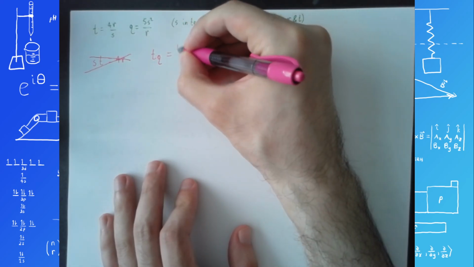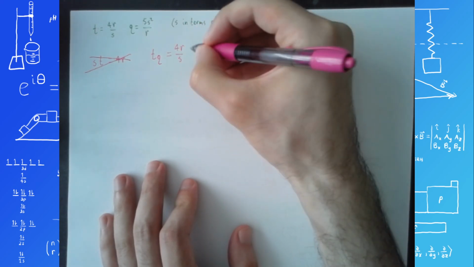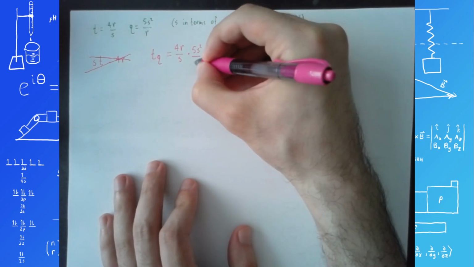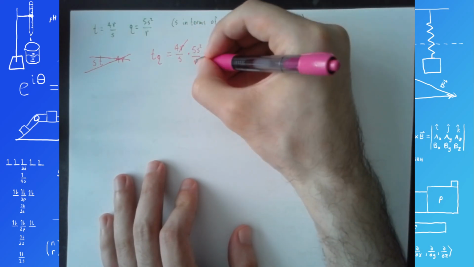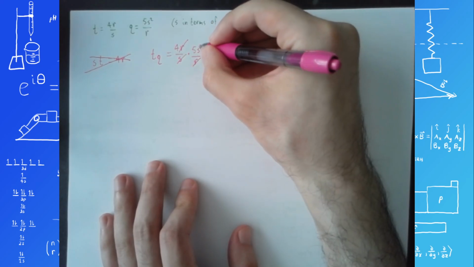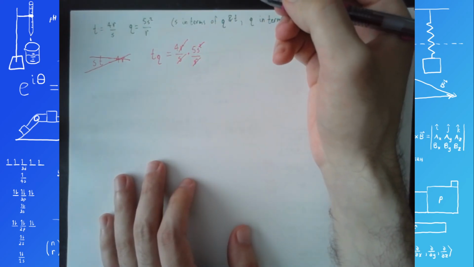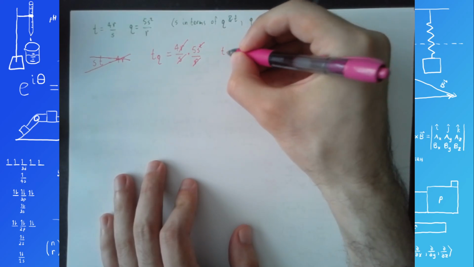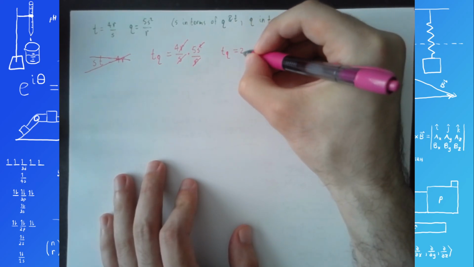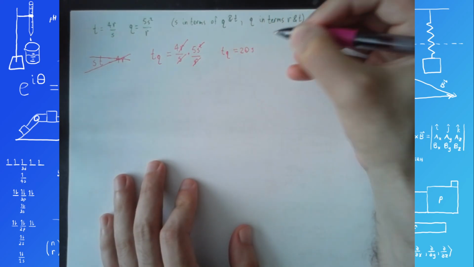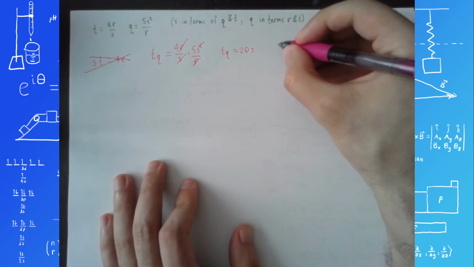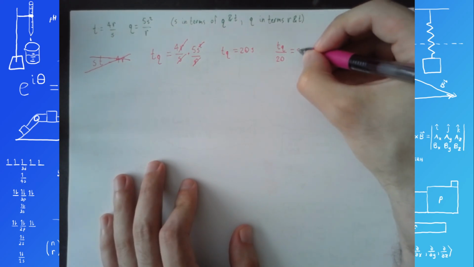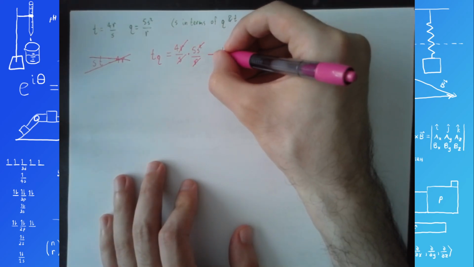then I get 4R over S times 5S squared over R. The R's cancel out. One of the S's goes. And I'm left with 4 times 5 is 20S. So T times Q equals 20S. Divide by 20, and TQ over 20 is equal to S. I think that would be the easiest way to go about solving this.